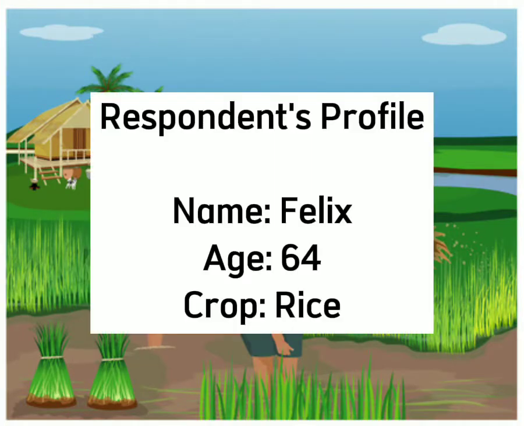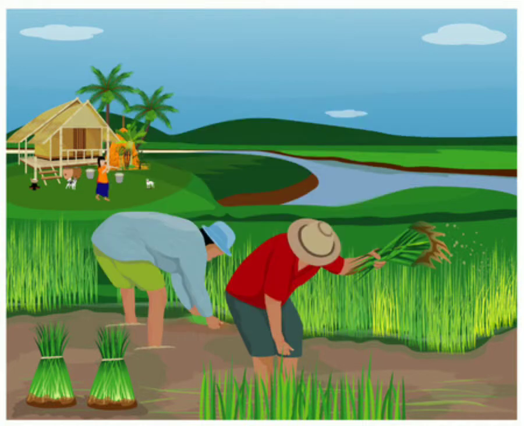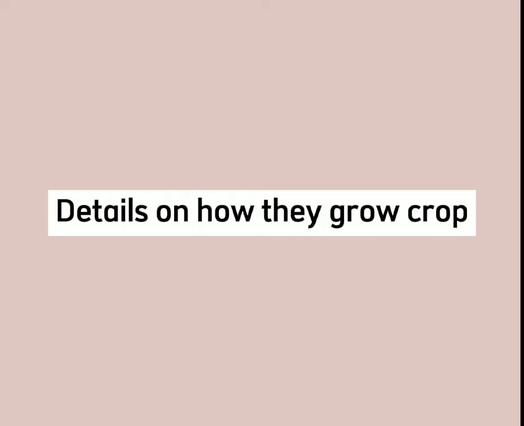First respondent. His name is Felix. He is my grandfather. He's been a farmer since he was 18 years old. He owns a farm and he is farming with the help of my grandmother. Details on how they grow crops.